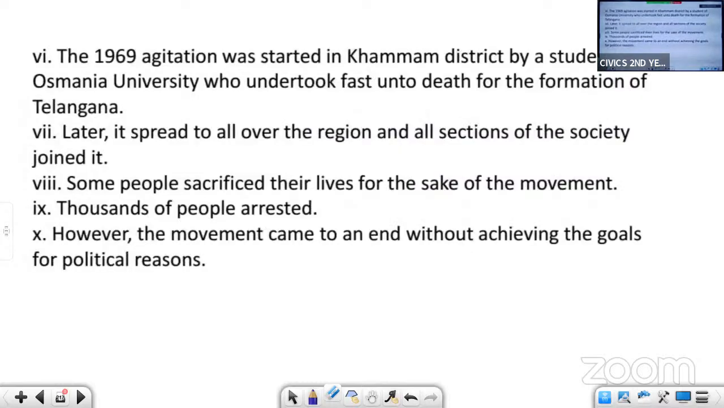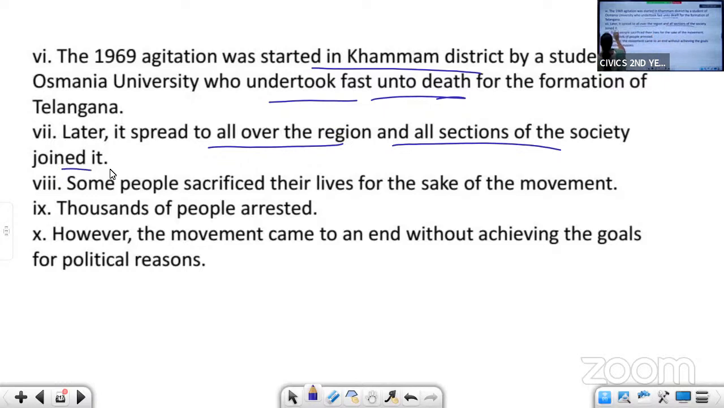Let us see. Now, in the 1969 agitation, I told you, it was started by a student in Khammam district. He was from Osmania University. He undertook fast unto death. Later, this news spread all over the region and people from all sections of society joined it. Many people sacrificed their life for the sake of the movement, and thousands of people were arrested.